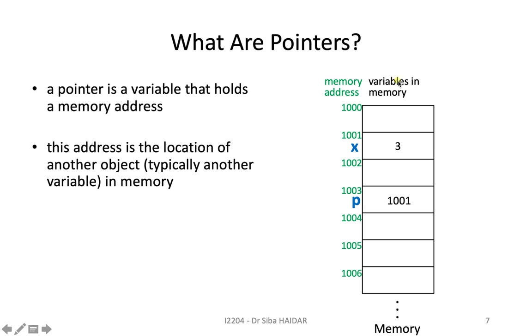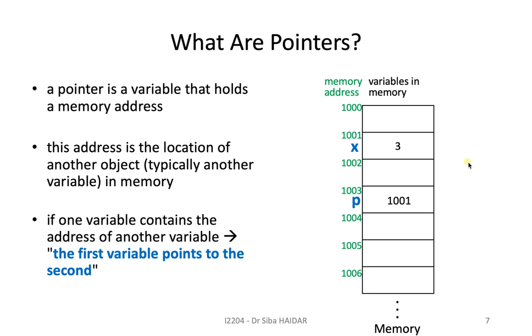x is a variable that has the value 3. However, p has a special value, which is the address of x in the memory. So this is it. You now know what a pointer is. If one variable contains the address of another variable in the memory, we say that the first variable points to the second. In my schema here, the variable p points to the variable x because p holds in its value the address where x is located inside the memory.